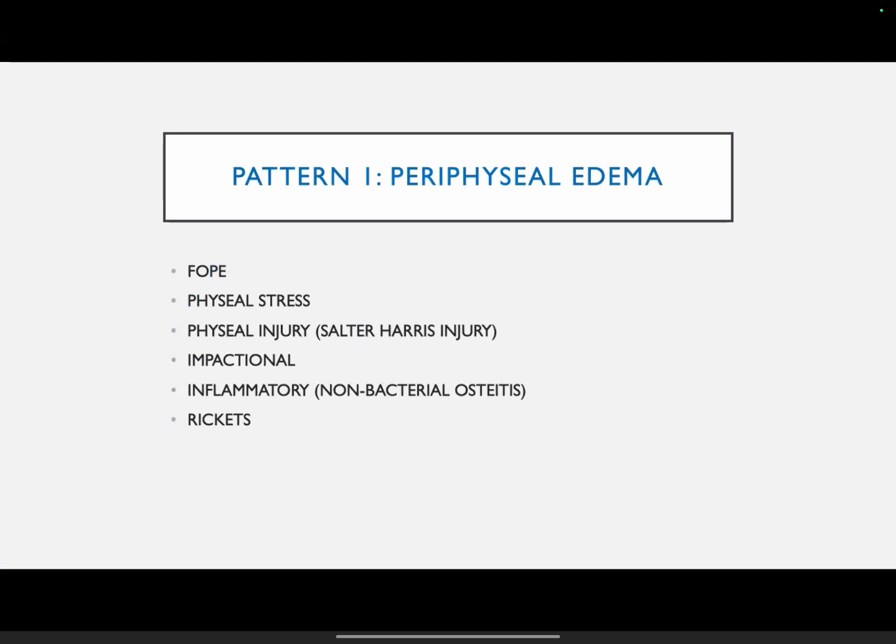My first pattern is periphyseal edema. Whenever we look at bone marrow edema around the growth plates, one should think of certain differentials in mind, not just be vague about what all the differentials can be. So let's have a look at them one by one.